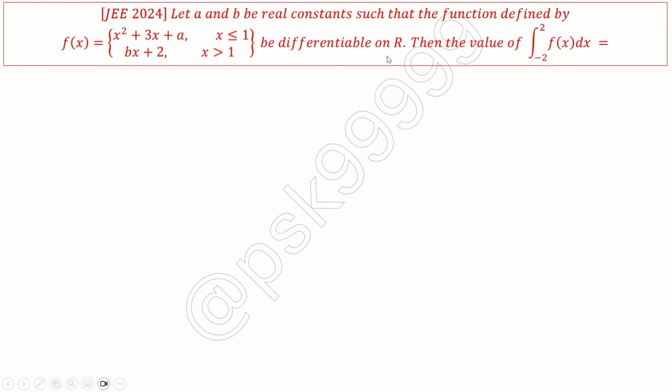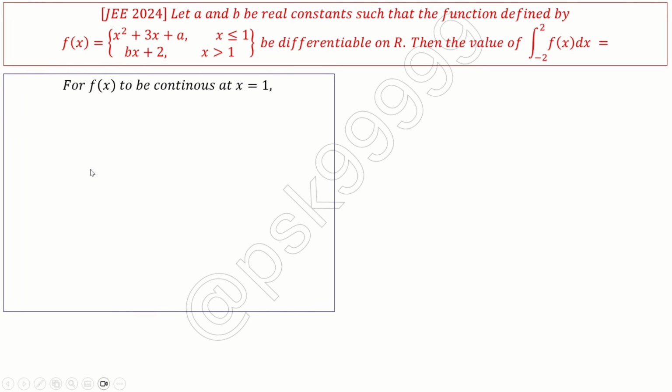Since this is differentiable, that means it is continuous also. If it is continuous at x equal to 1, both expressions should give you the same value. That is first, correct? F of x is continuous at x equal to 1. So which means x square plus 3x plus a equal to bx plus 2 at x equal to 1, which means you get one equation if you substitute x equal to 1, which is a minus b plus 2 equal to 0.